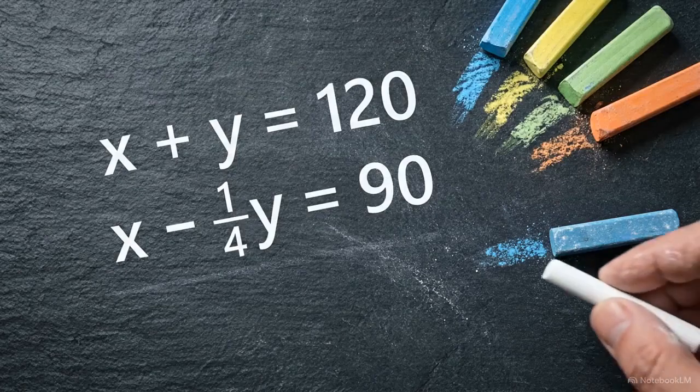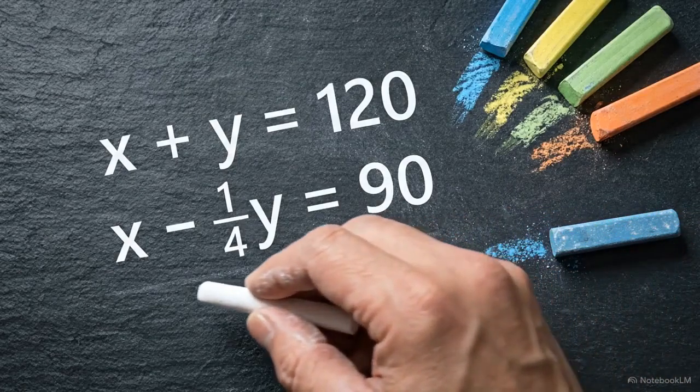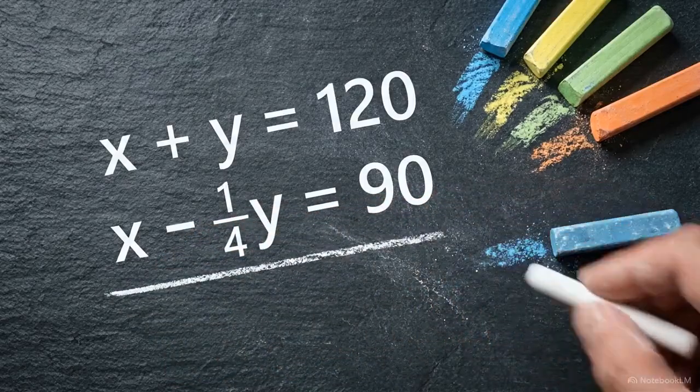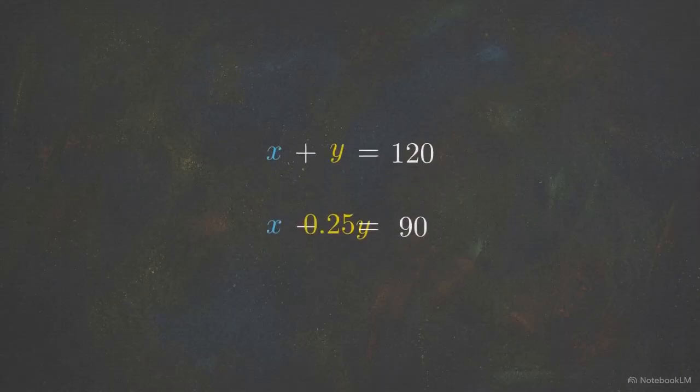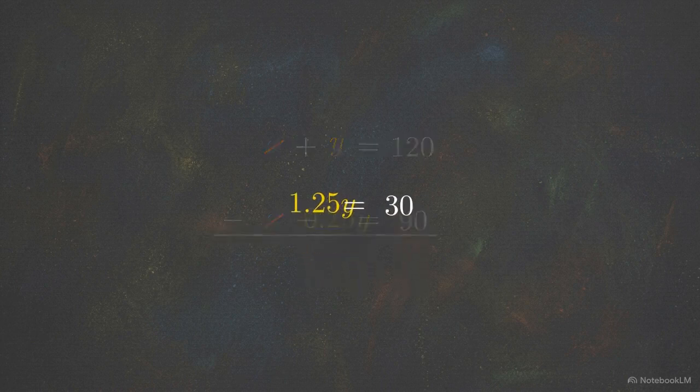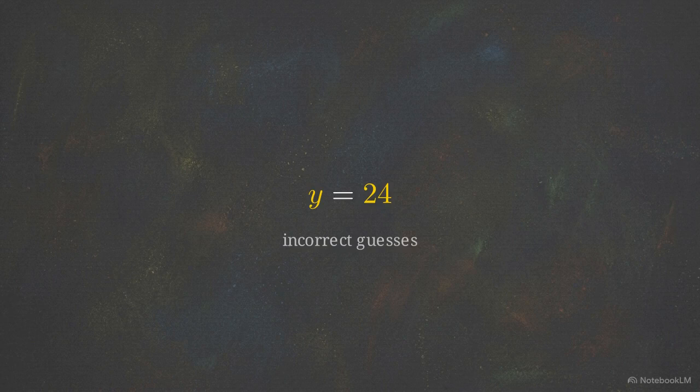To find our answer, we use the elimination method. It is the most efficient way to isolate variables when coefficients match perfectly. We subtract the entire bottom equation from the top. The x terms cancel out. Subtracting -1/4 y from y gives us 1.25 y. On the right side, 120 minus 90 leaves us with 30. Dividing 30 by 1.25 reveals that y equals 24, meaning 24 incorrect guesses.